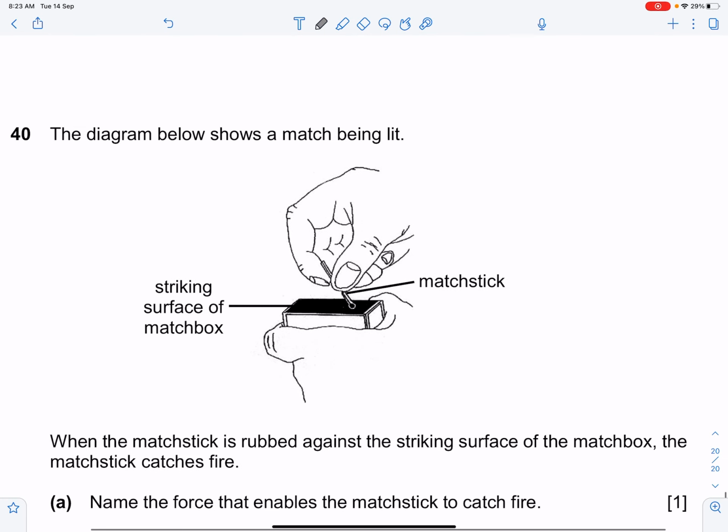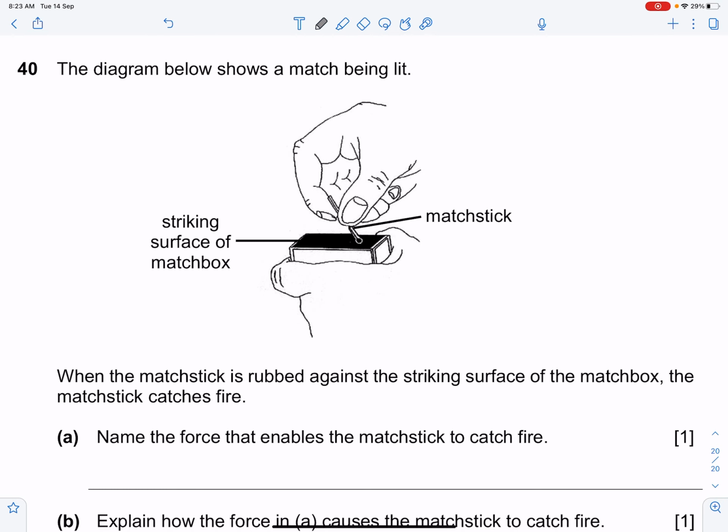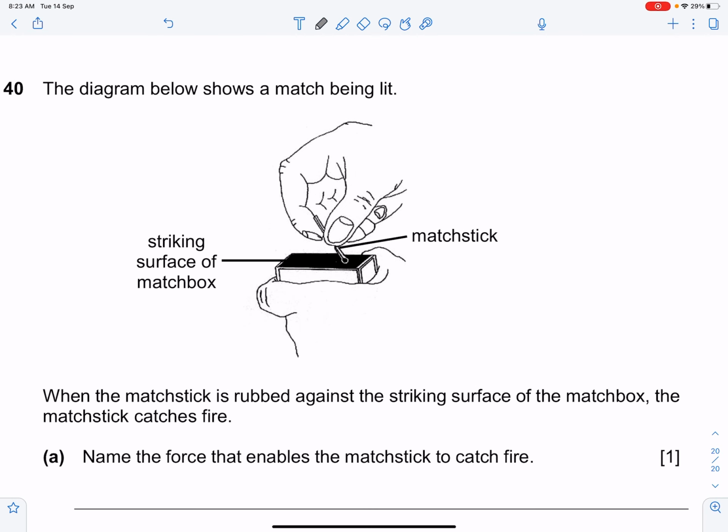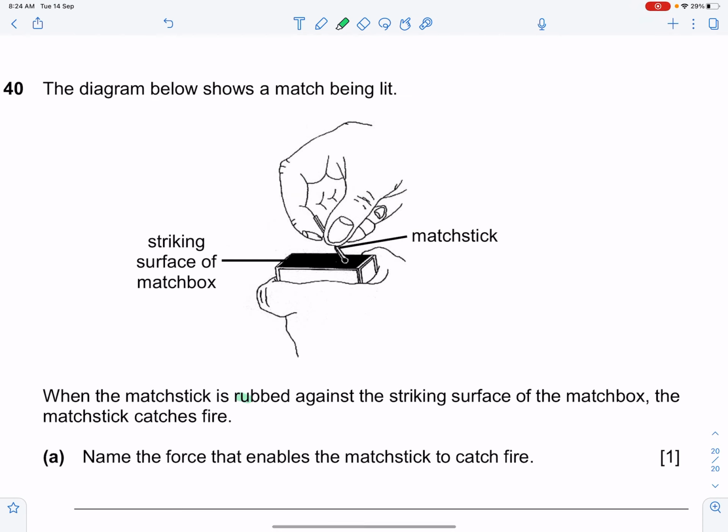Question 40. The diagram below shows a match being lit. When the matchstick is rubbed against the striking surface of the matchbox, the matchstick catches fire. So, a few things. Right off the top of my mind, I see things like rubbed against. I see things catch fire. So, this will hint me to friction. And this will hint me to heat. In my mind, when I do annotation, it should be that.